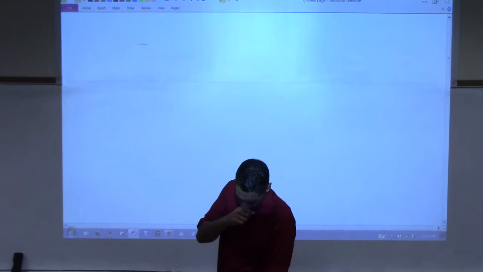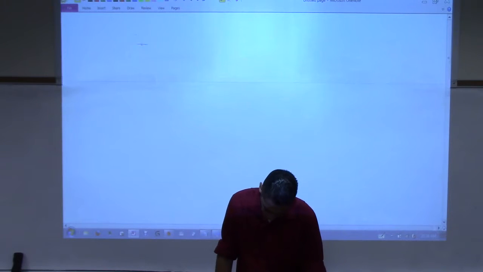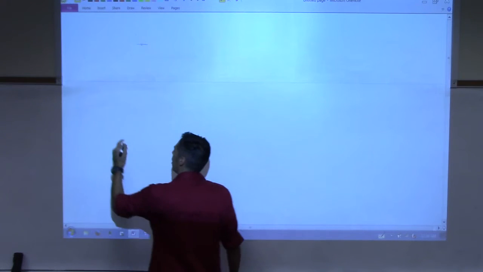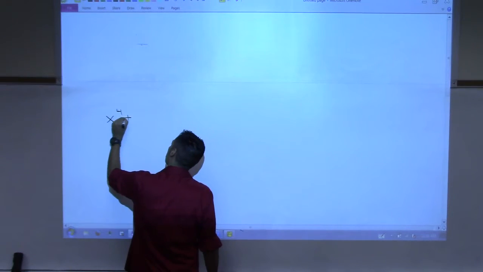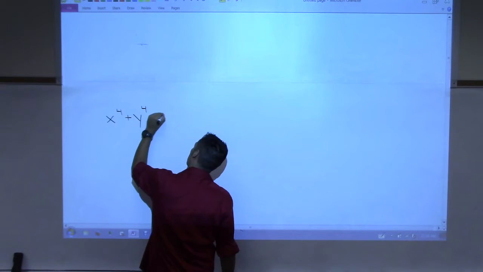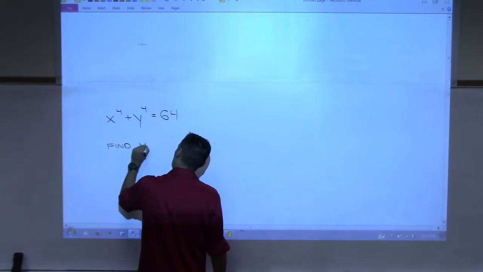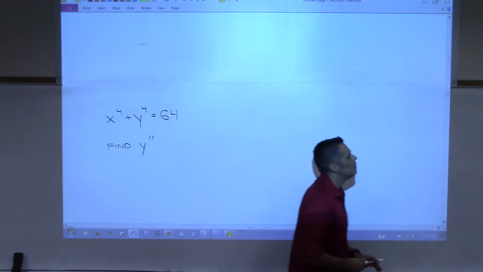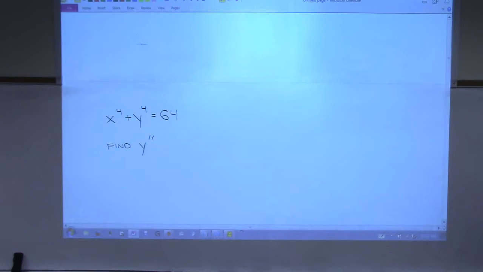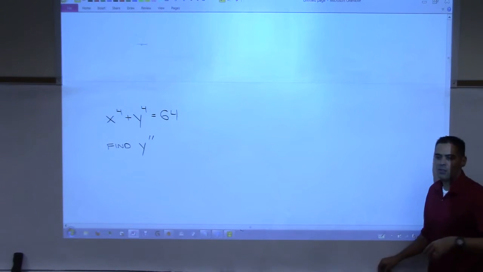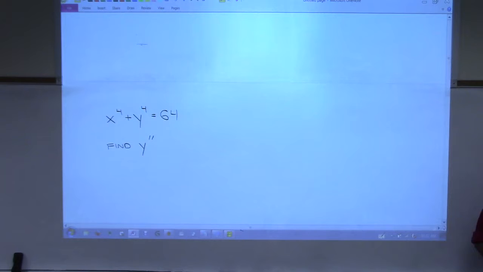Let's take a look at x to the fourth plus y to the fourth equals 64. I want us to find y double prime. Now remember, there was a time when we were talking about derivatives that we said you can have a first derivative, a second derivative, a third derivative, right? There's really no limit to how many derivatives you can take. So for this one, let's find y double prime.